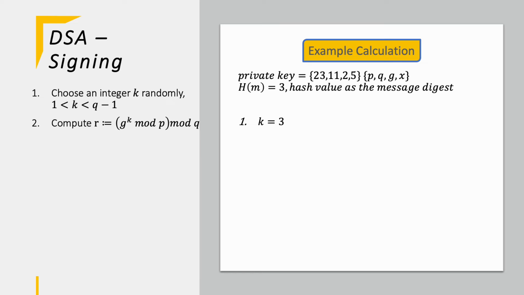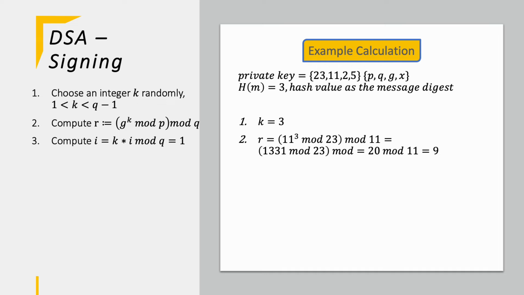Then we need to compute small r, which is g to the power of k modulo p modulo q. When we plug in our numbers, we have in the brackets 2 to the power of 3 modulo 23, which is at the end 1331 modulo 23, which ends up 20. So we have 20 modulo 11 being 9. So r is 9.